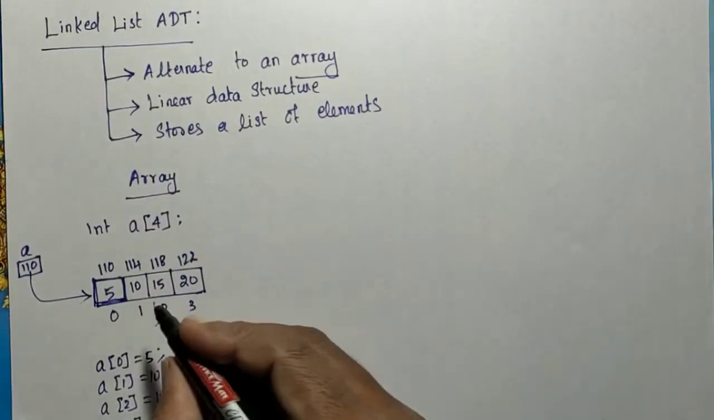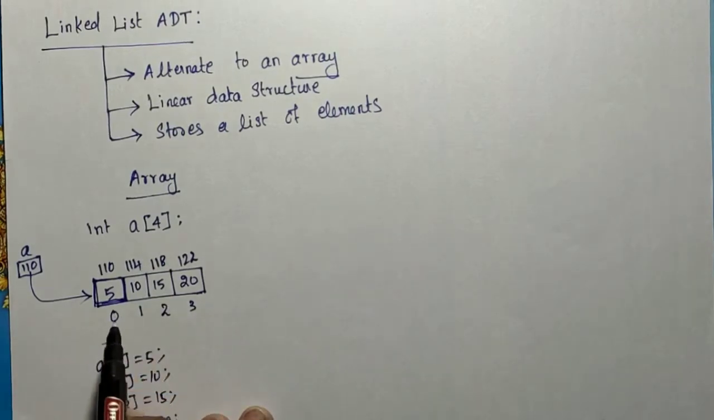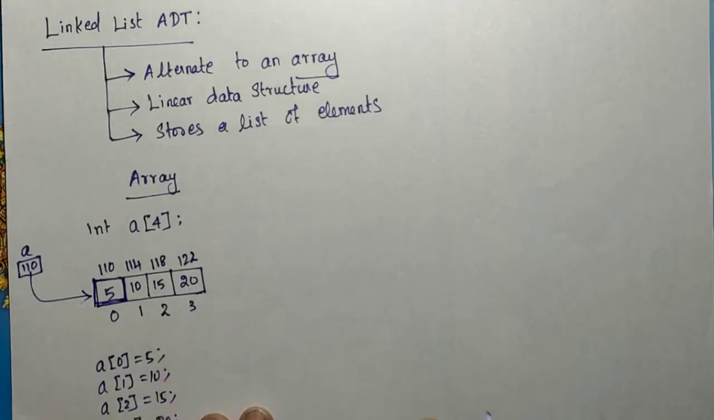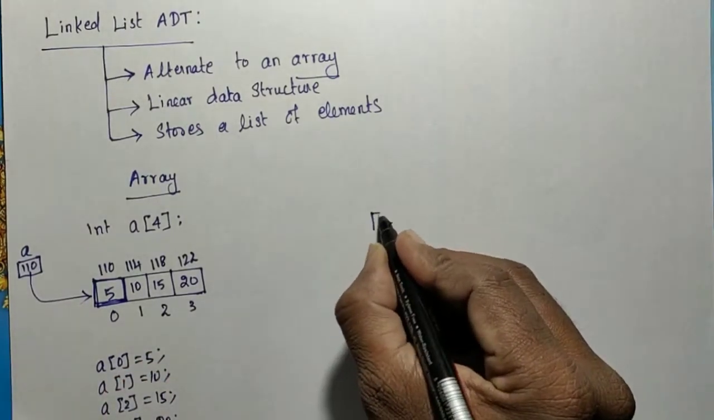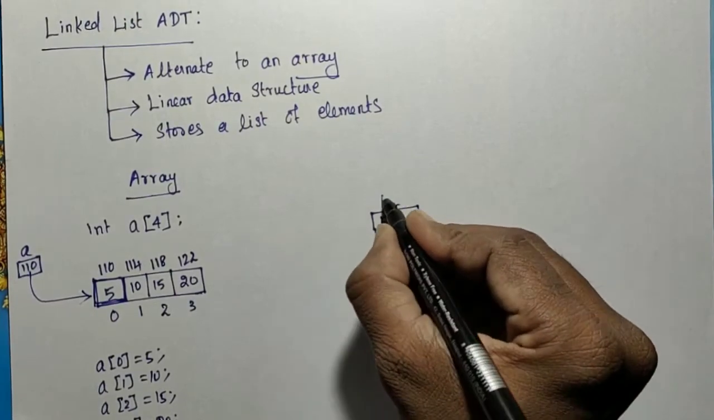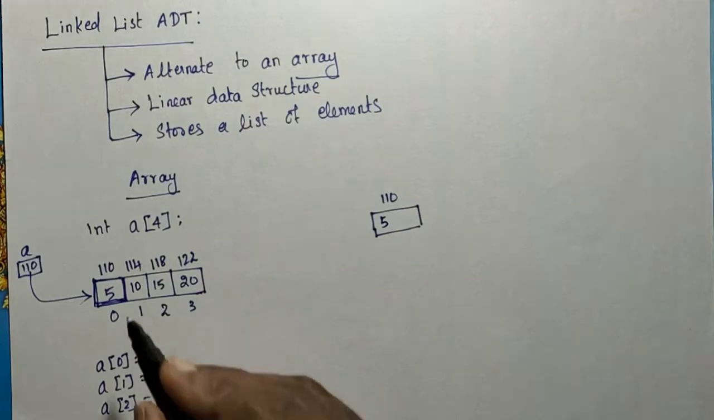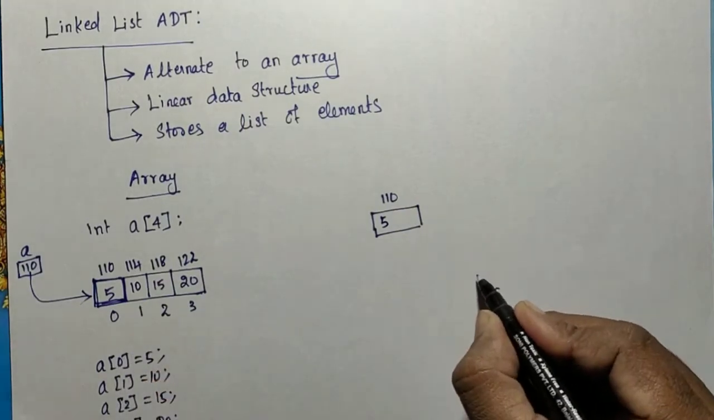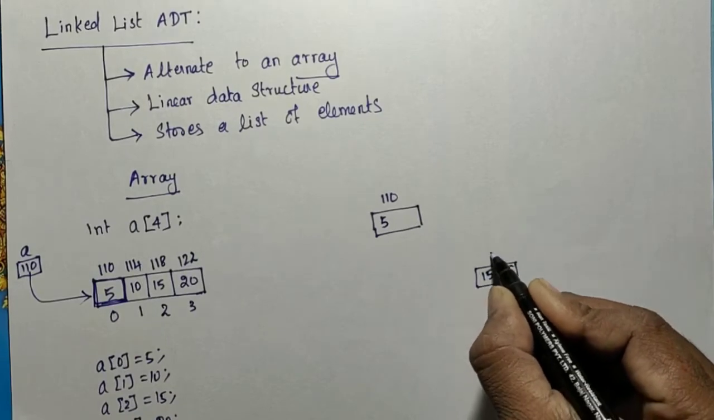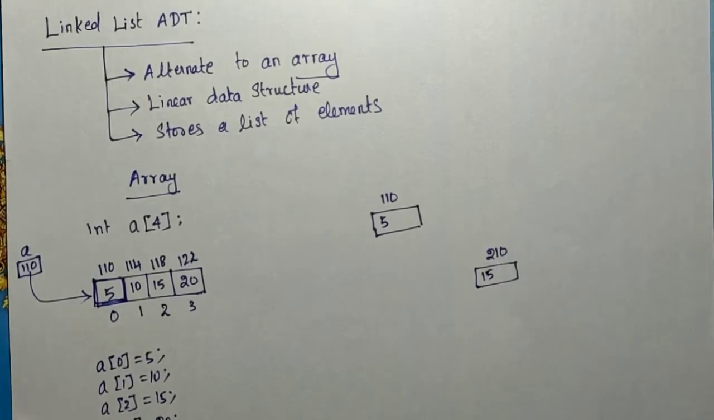How it will be stored means, here the thing is that the 4 elements 5, 10, 15, 20 will not be stored continuously. It will be distributed over the memory. It means 5 may be located in some location, that is, here 5 in 110. The 10 will be stored in some other location, not in the adjacent location. And 15 will be stored in the 210th location.